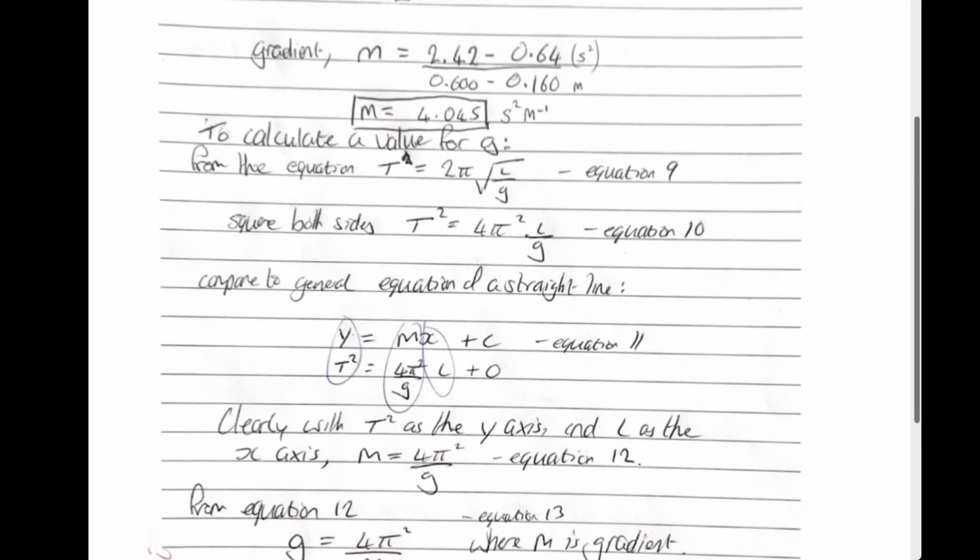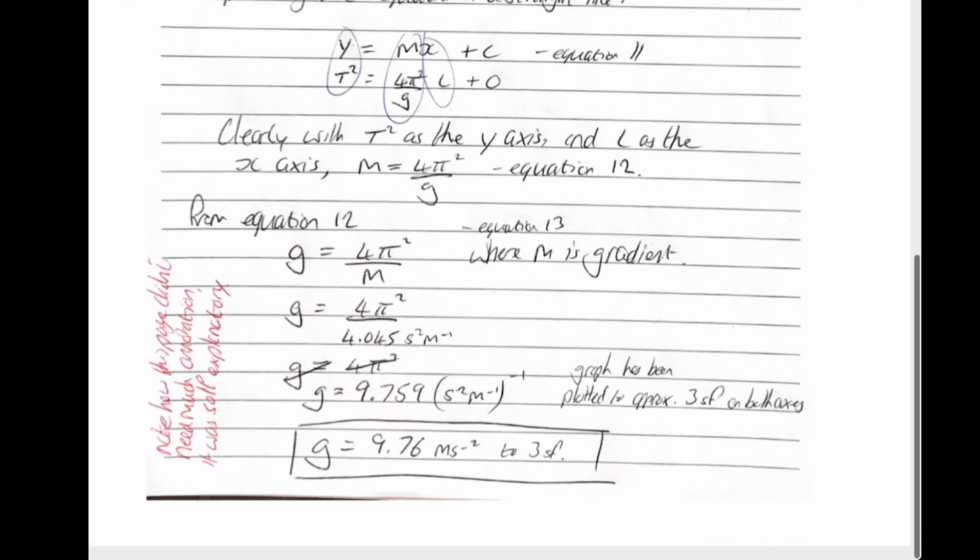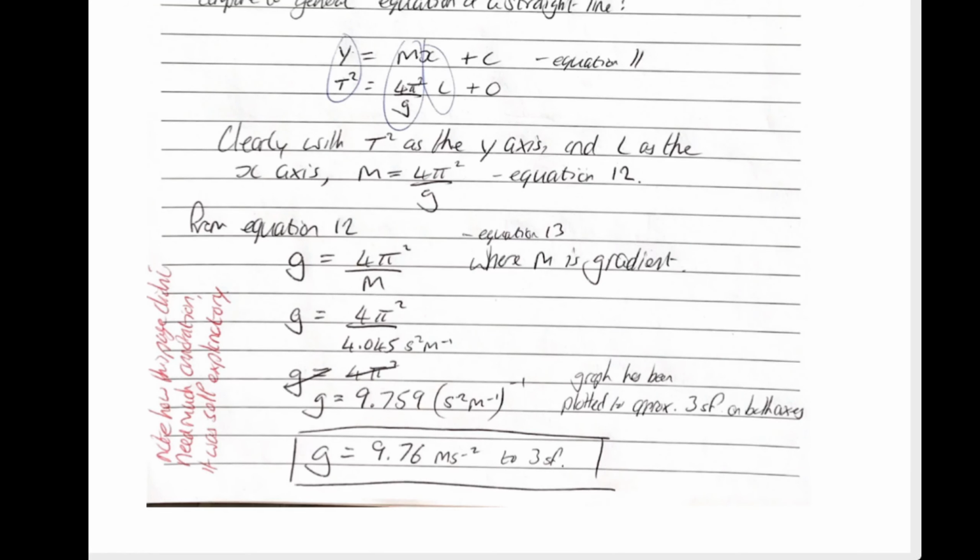So calculating the gradient, I've shown the calculation up there, substituting that into this equation gives me a value for g, which I follow the units through, and it gives me 9.76, which happily is around about what I'm hoping for, given that we're hoping for 9.81 ultimately.